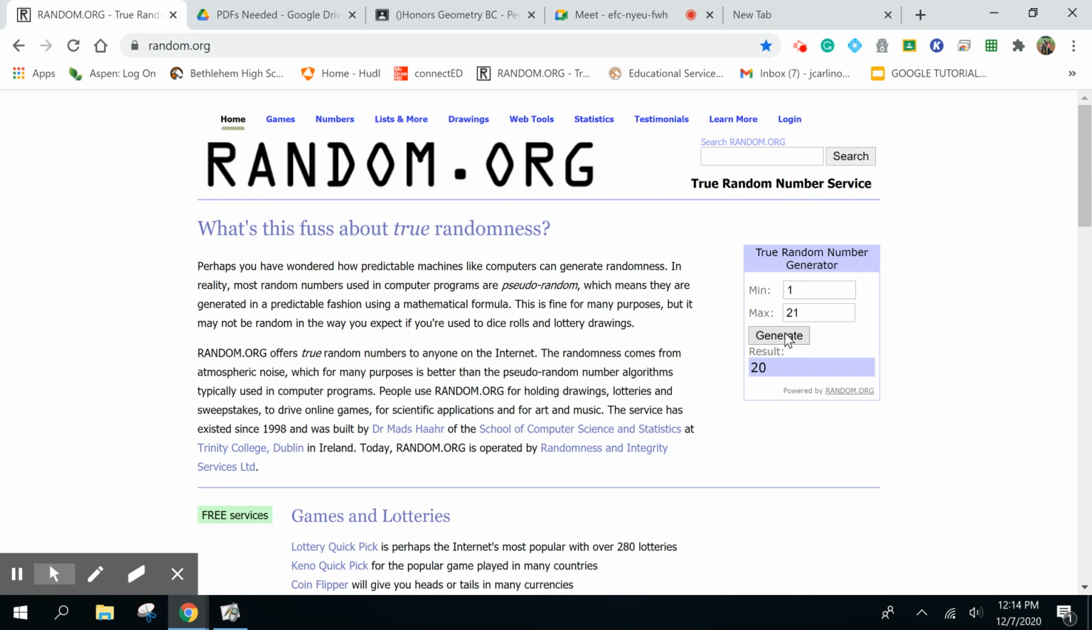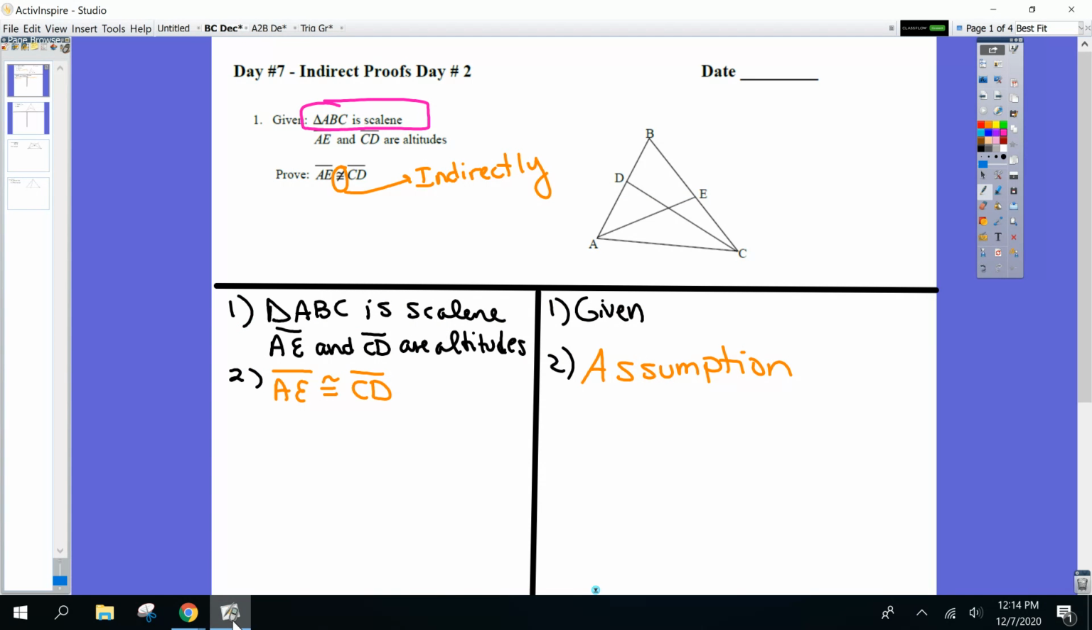Nate, what's a scalene triangle? No congruent sides. So how could you contradict that, guys? How could you contradict a triangle that has no congruent sides? Show it has what? Congruent sides. At least two, right?